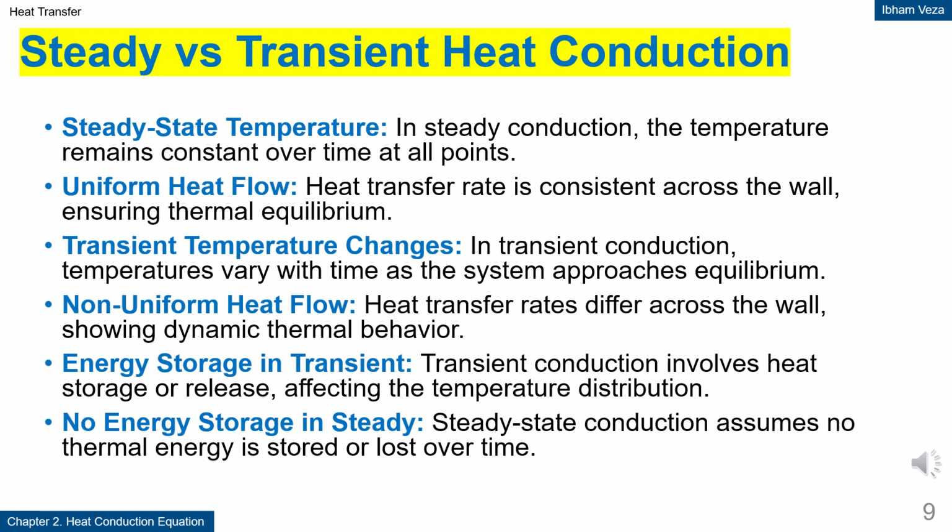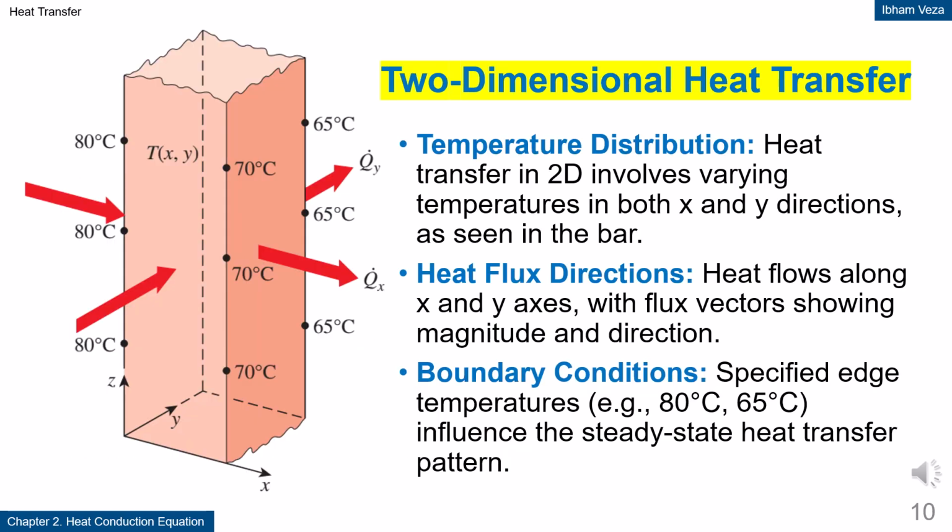Steady versus transient heat conduction. In steady conduction, no energy is stored within the system. The heat transfer rate is constant across the entire section. In transient conduction, energy can be stored or released, causing temperature to change with time. The temperature distribution in transient conditions is dynamic. This difference is very important in modeling real thermal systems.